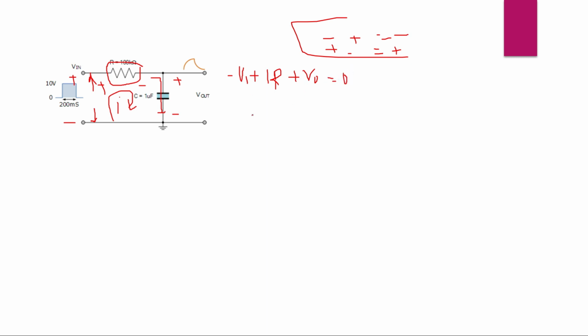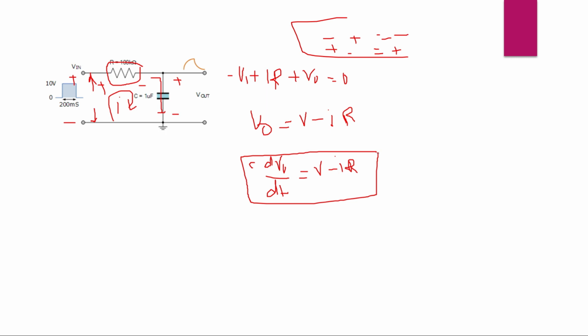We want to find the value of V naught. So V naught equals V minus I into R. The voltage across the capacitor is C into dV naught by dt, which equals V minus I R. This is the Kirchhoff equation for the circuit with a resistor and capacitor connected.